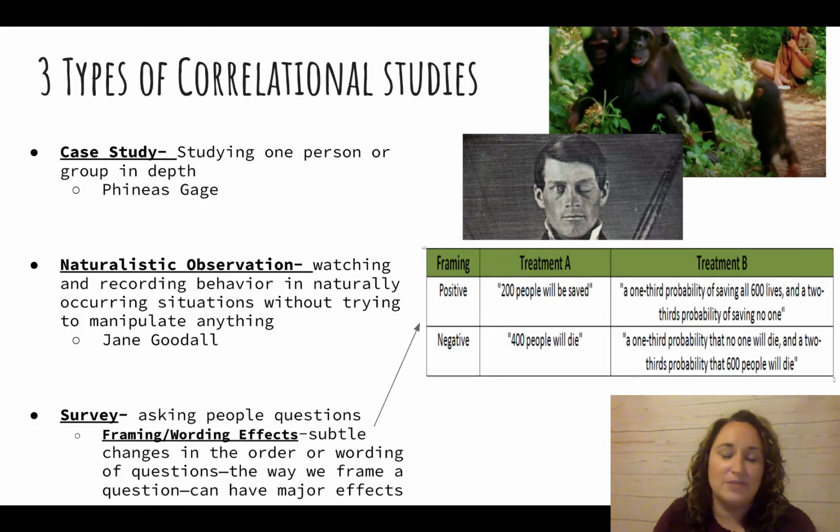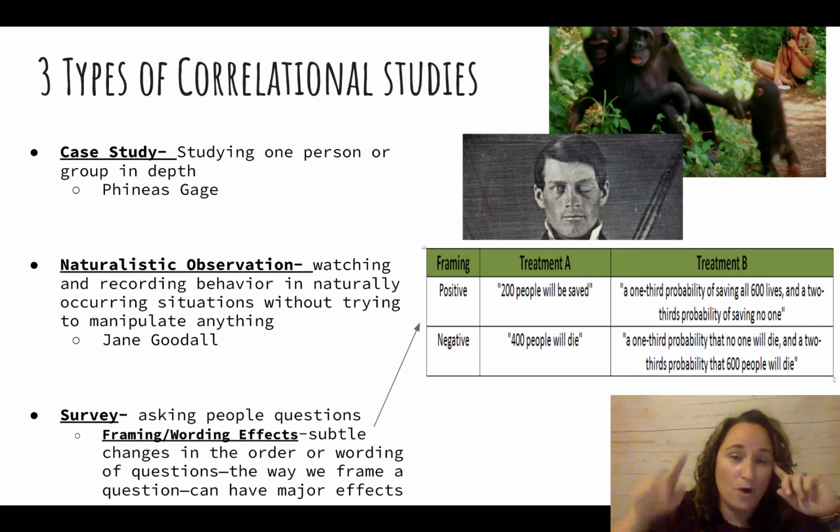There are three different types of correlational studies you need to know. A case study is just studying one person, usually in great depth. We're going to talk about someone, Phineas Gage, later on. That would be a correlation because he had a railroad metal rod shoot through his head and he lived to tell the tale for many years after. That would not be something you would do as an experiment, right? That would be totally unethical, but it happened, and so they studied him to see how his brain was affected.